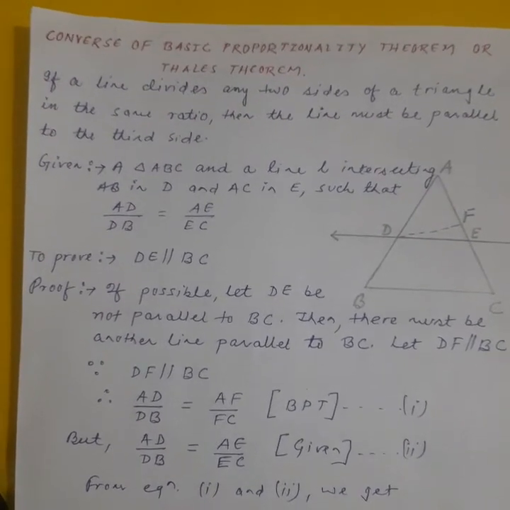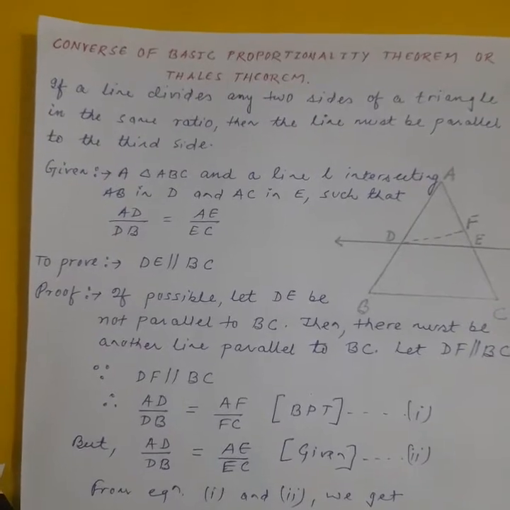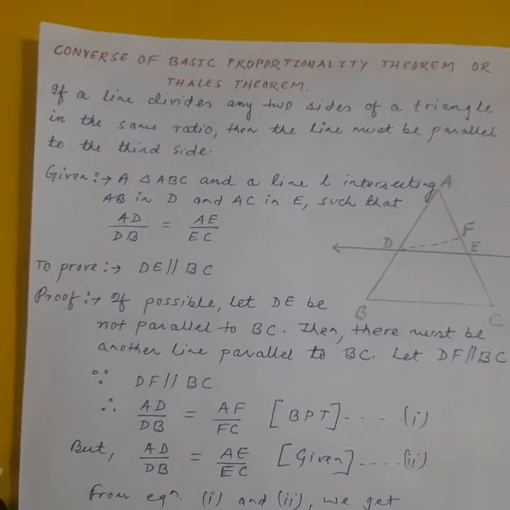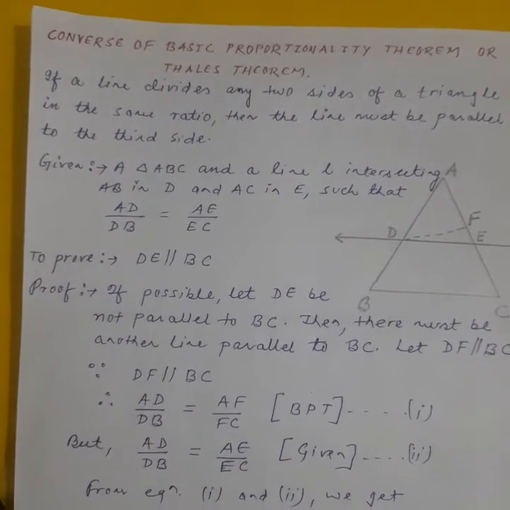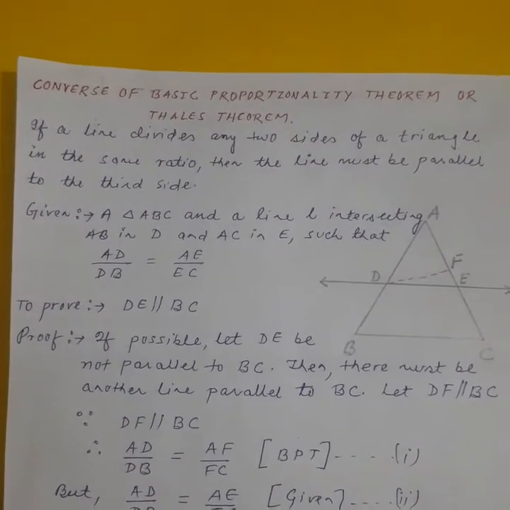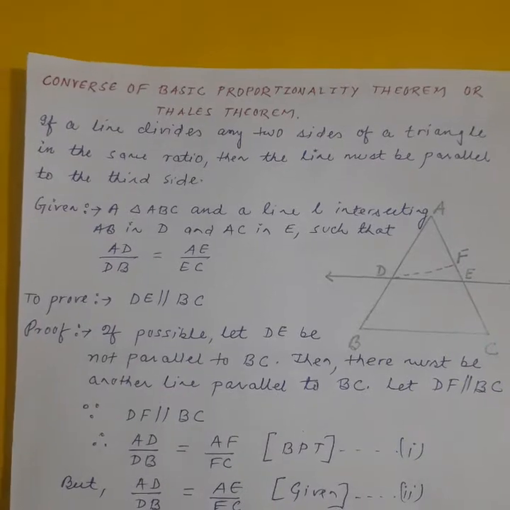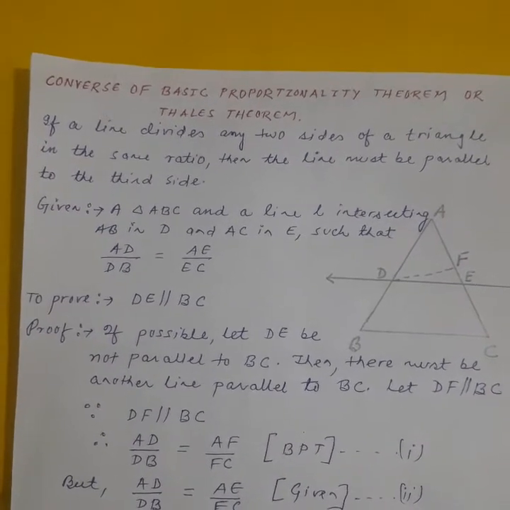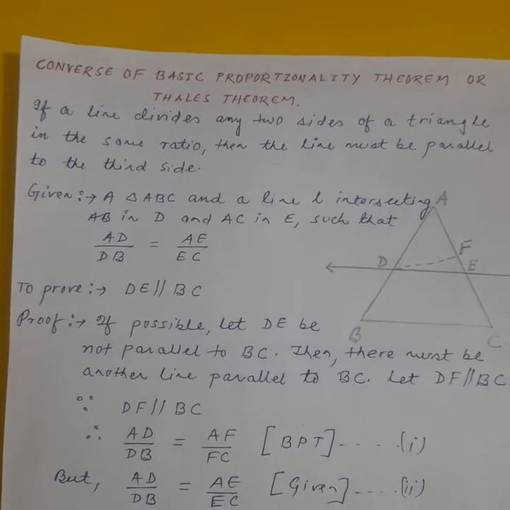Now today we are going to discuss the converse of the basic proportionality theorem or Thales theorem. Converse of BPT states that if a line divides any two sides of a triangle in the same ratio, then the line must be parallel to the third side.